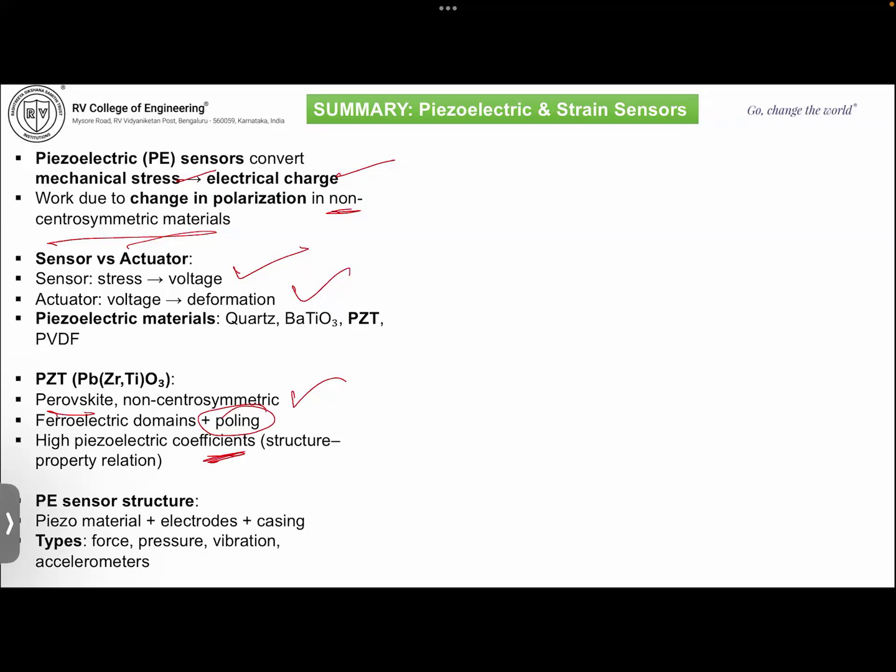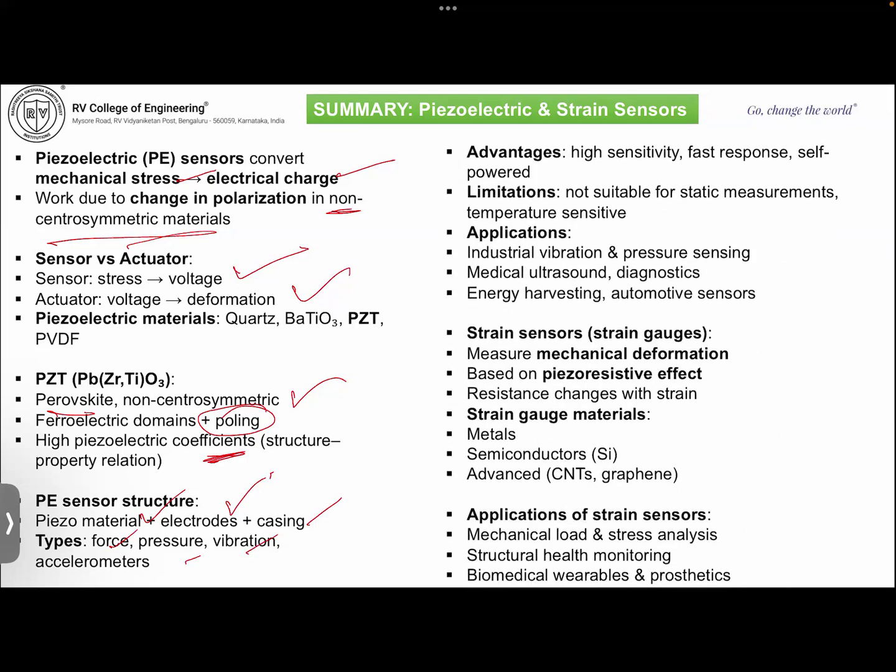The piezoelectric sensor structure consists of piezoelectric material, two metal electrodes, and casings. There are various types: force, pressure, vibration, and accelerometers. These piezoelectric sensors are highly sensitive, have fast response, and are self-powered. Some limitations are that they are not suitable for static measurements and are temperature sensitive. Applications are widely in industrial vibration and pressure sensing, medical ultrasound and diagnostics, energy harvesting, and automotive sensors.